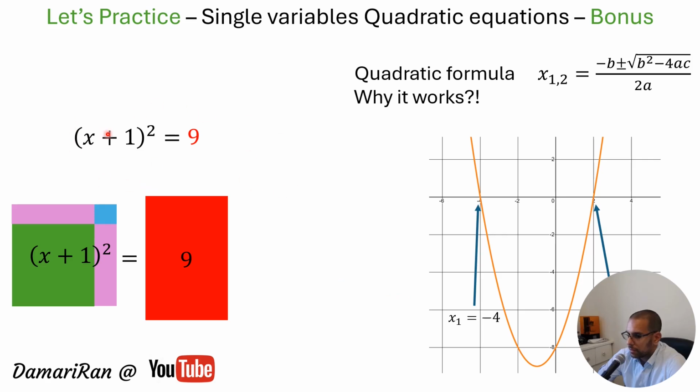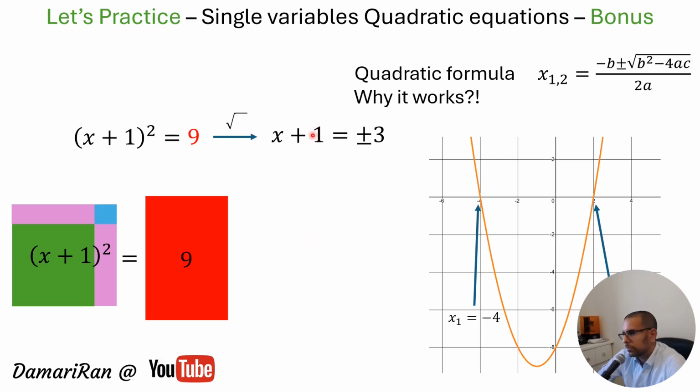By the way, this equation is a parabola that represents this equation. Let's take a root of that side and that side. Here we get x plus 1, and here we get plus or minus 3. When you root 9, you get plus and minus 3, because 3 times 3 is 9, but minus 3 times minus 3 is also 9. That's why you get both results. This is the origin of the plus and minus in the quadratic equation.